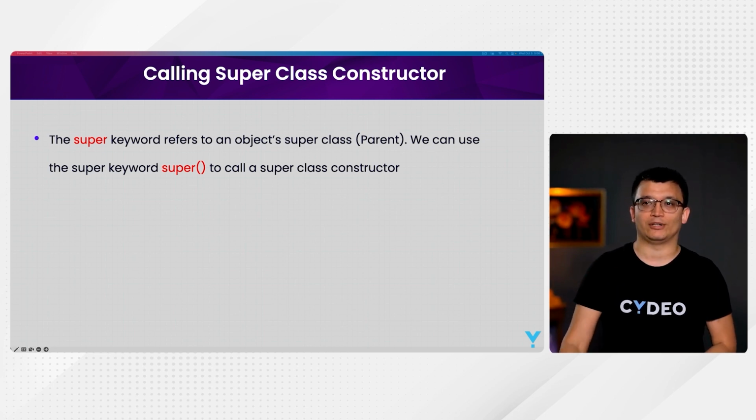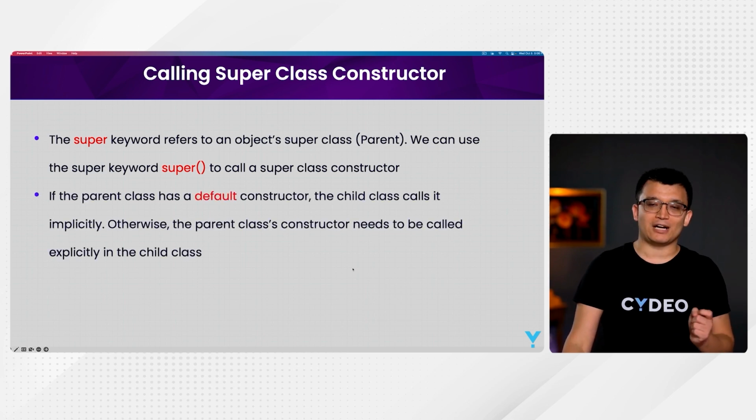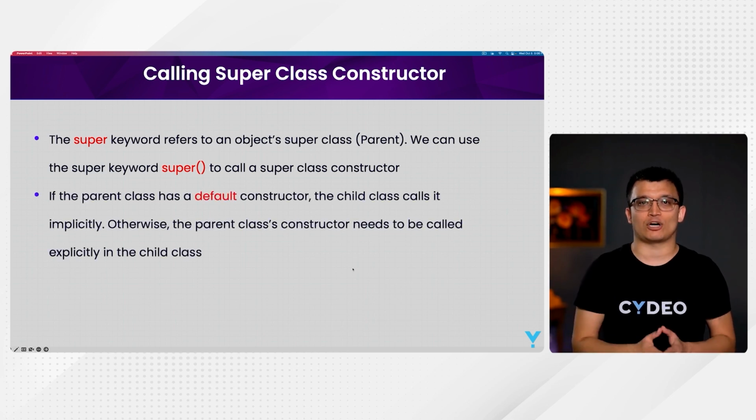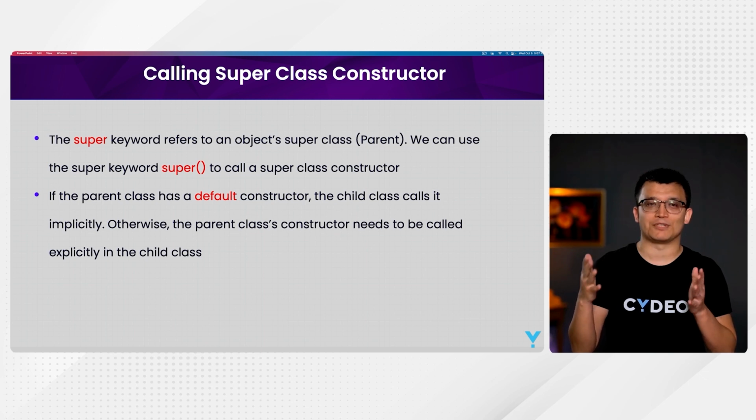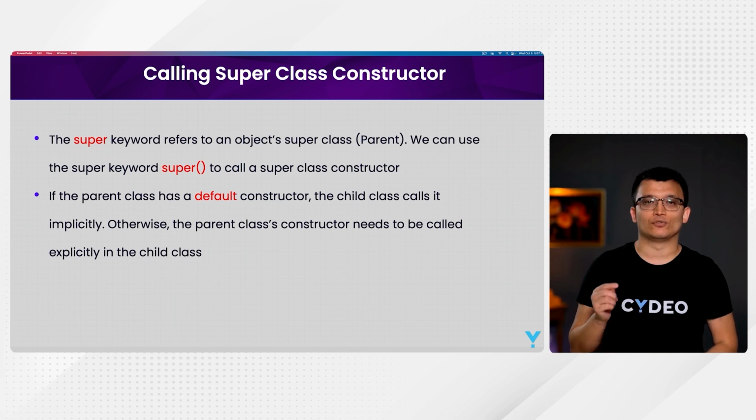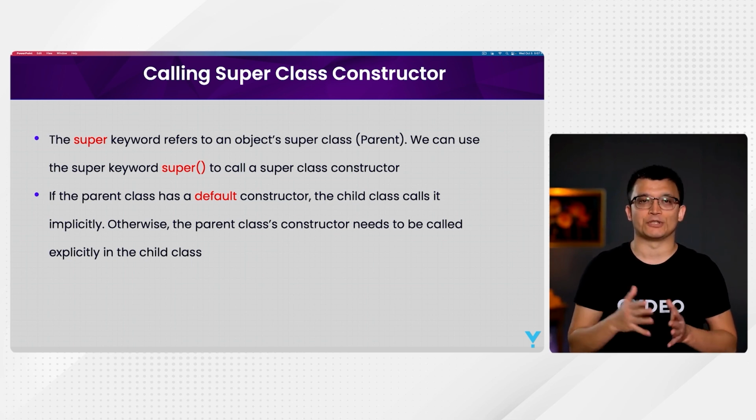Even though the parent class constructor cannot be inherited by the subclass, the subclass has to call it. Whenever the parent class has a default constructor, the child class will call it implicitly. Otherwise, if the parent class has a constructor that takes parameters, the child class has to call it explicitly, and in order to do that, the child class has to use the super keyword.